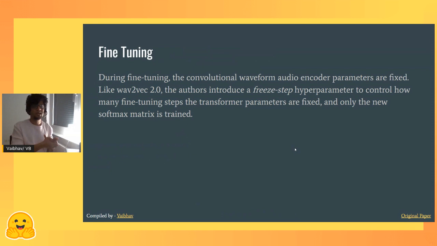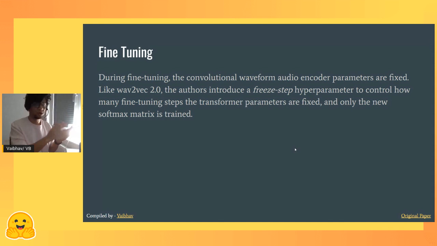Now that we've spoken about pre-training and the training overall, let's talk about fine-tuning of this. The fine-tuning is also pretty much the same as Wave2Vec2. They take the convolutional waveform audio encoder, and those parameters are fixed, similar to Wave2Vec2.0. They have a freeze step hyperparameter, which essentially freezes the audio encoder for a certain number of steps.